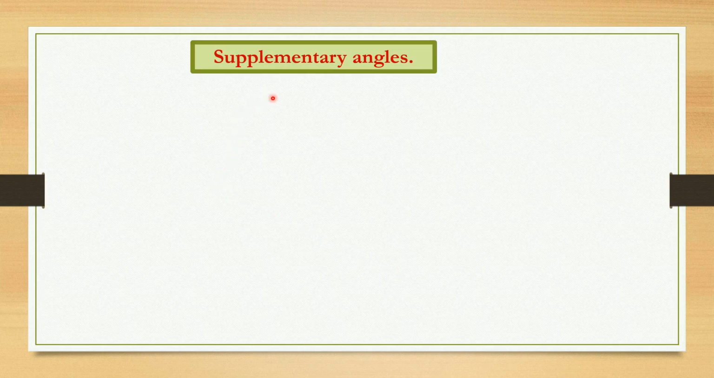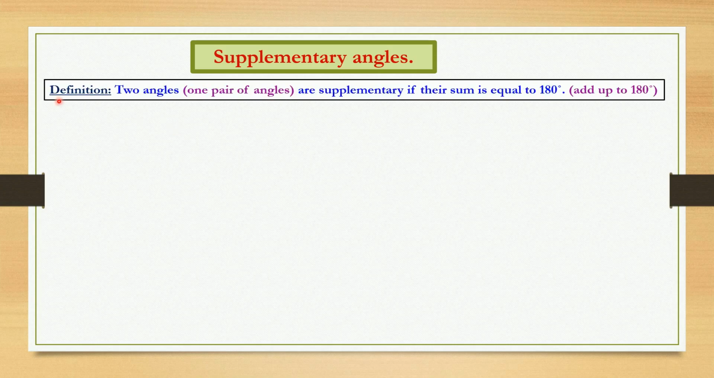They are both situated to the right of CE, so they are not adjacent. Now let's continue with supplementary angles. Definition: two angles or one pair of angles are supplementary if their sum is equal to 180 degrees. So they add up to 180 degrees.